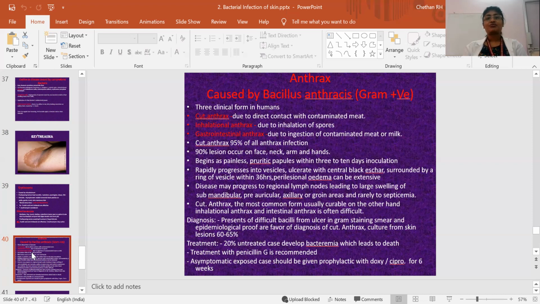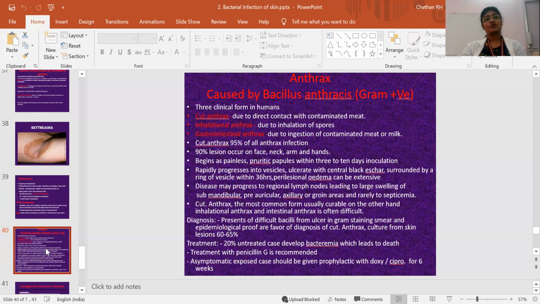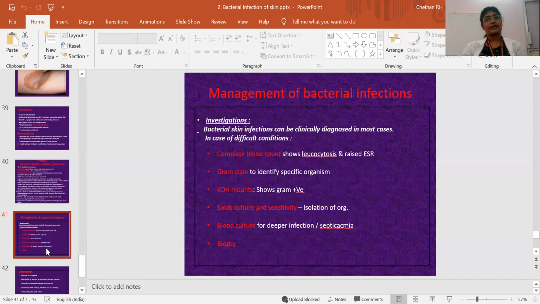Treatment: 20% of untreated cases can develop bacteremia, which can lead to death. Treatment is with penicillin G. Asymptomatic exposed cases should be given prophylaxis with doxycycline or ciprofloxacin for 6 weeks. That is the prophylactic care for anthrax.